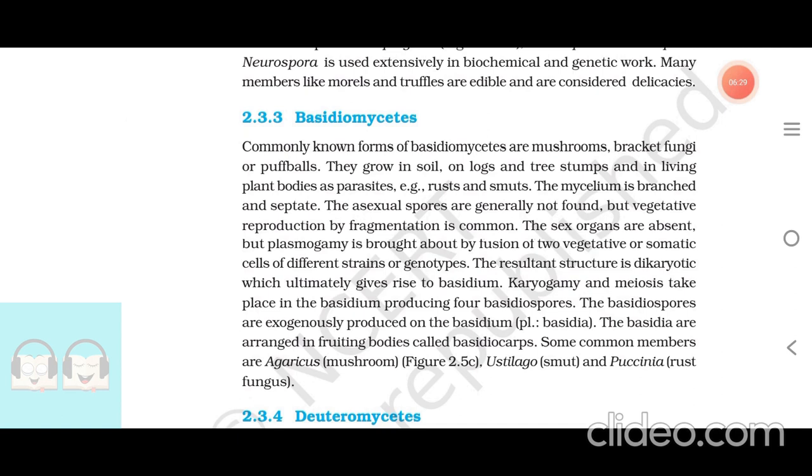Some common members are Agaricus (mushroom), Ustilago (smut), and Puccinia (rust fungus).